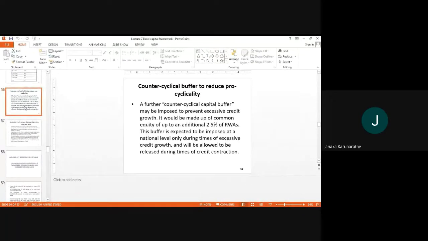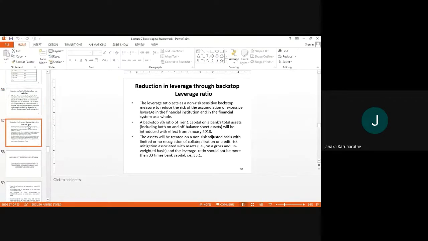Okay. The final measure that Basel introduced is what is called the leverage ratio. Now, as I mentioned earlier, banks are highly leveraged institutions. Unfortunately, people don't know about it.